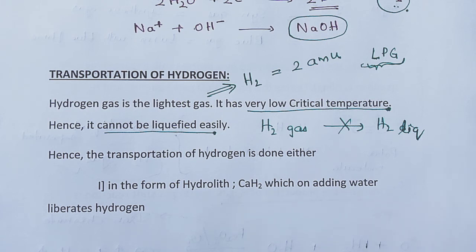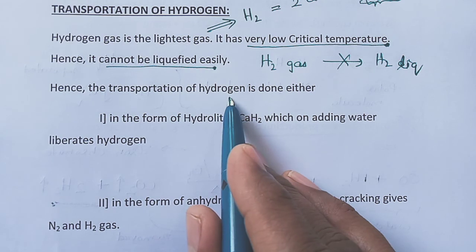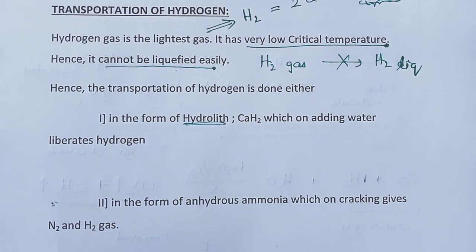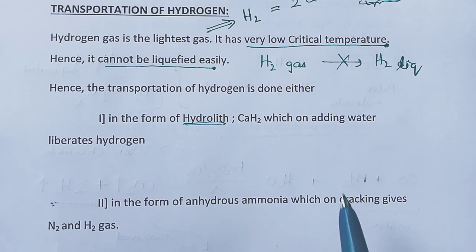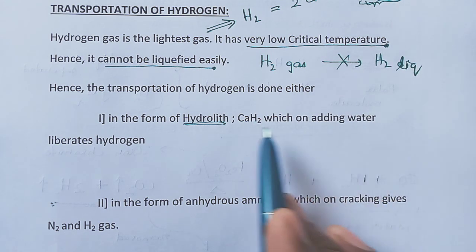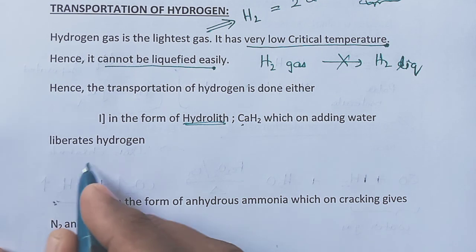In order to rectify that problem, we have 2 options. Number 1, we can do the transportation of hydrogen in the form of hydrolith. What is hydrolith? Calcium hydride is called hydrolith. What is its nature? When water is added to this hydrolith, hydrogen gas is produced. Let us write the reaction.